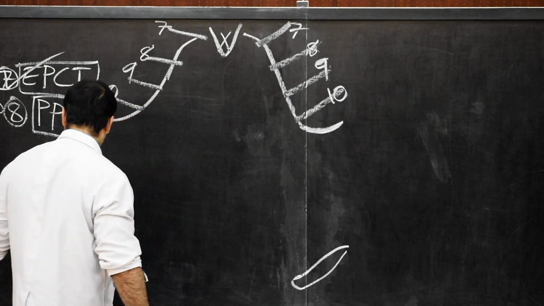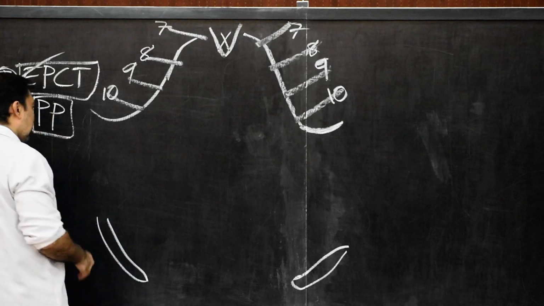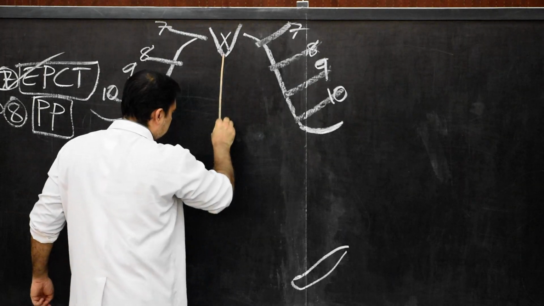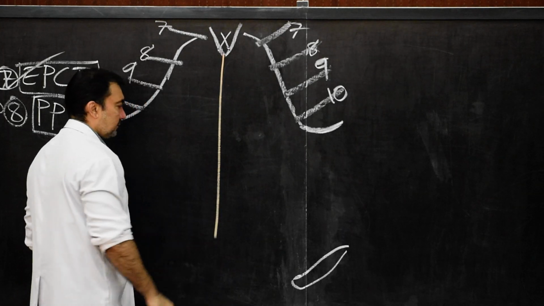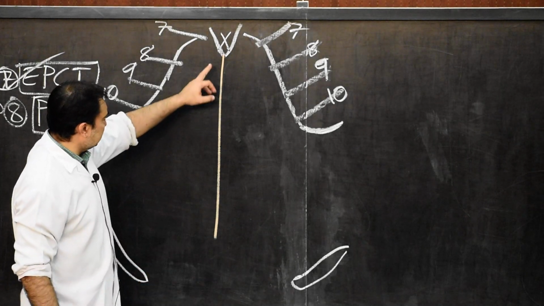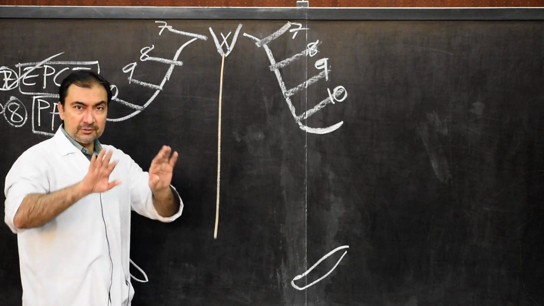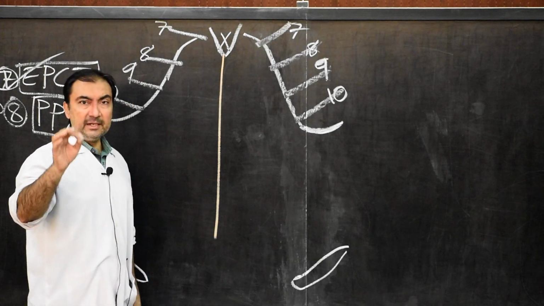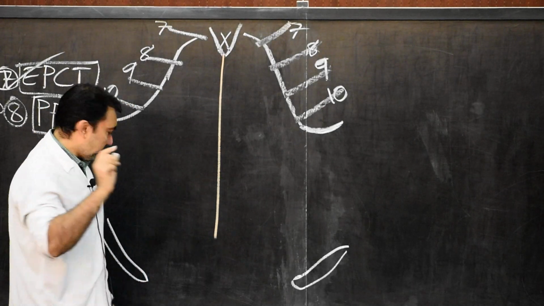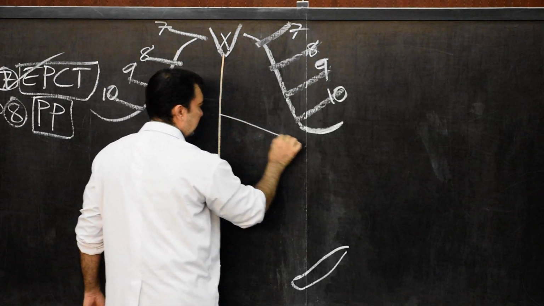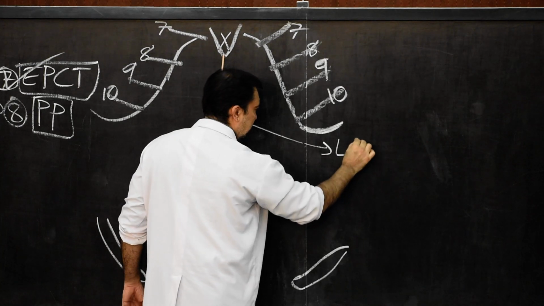That median vertical line overlies a median vertical groove. This midline, which shows that vertical groove, is known as linea alba. Many times it can be asked in a 1-mark question, what is linea alba? So here you need to write linea alba.